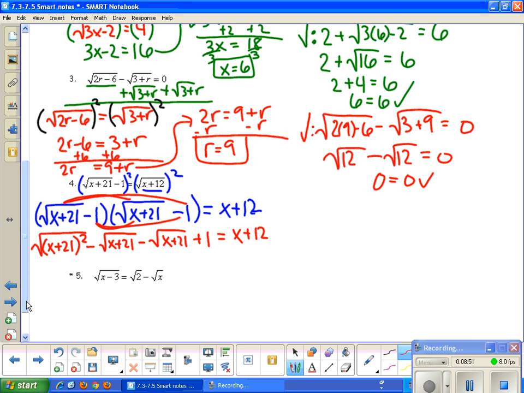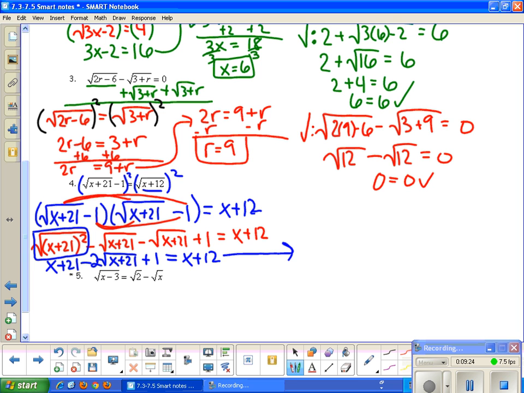And then we want to simplify this, so this first term that we have right here, the square root of x plus 21 squared, that takes care of the radical, so since we have a group of 2, we can take the x plus 21 out of the radical. And I have the root x plus 21 and root x plus 21 are like terms, so I have 2 of those. So minus 2 root x plus 21 plus 1 equals x plus 12. So I'm going to go over here.